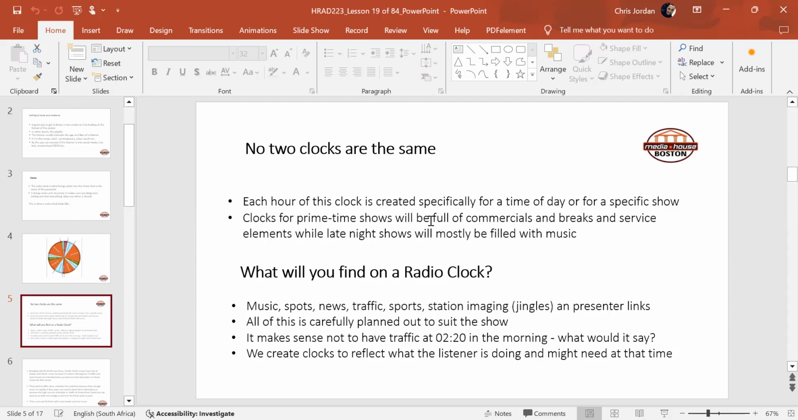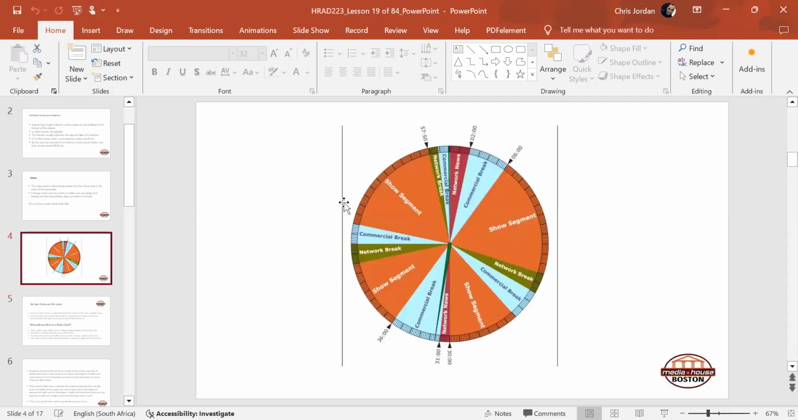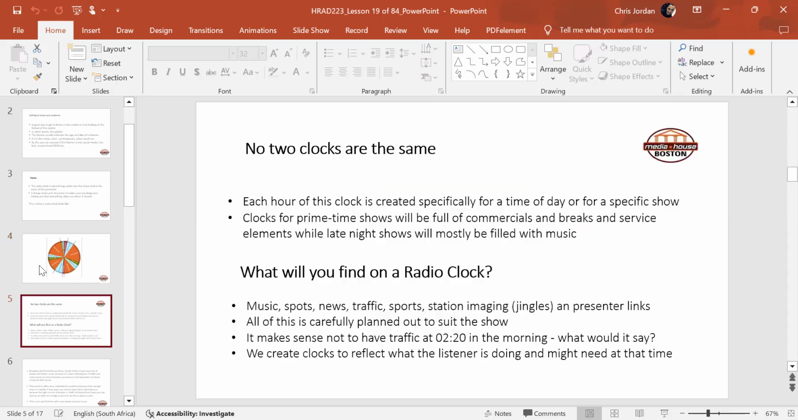Each hour of this clock is created specifically for a time of day or for a specific show. Clocks for primetime shows will be full of commercials, definitely a lot more advertising spots and competitions scheduled within that show. So you're going to question, how do we know when we're building the clock? We should build the clock once, and then base every single day's show prep on the clock.